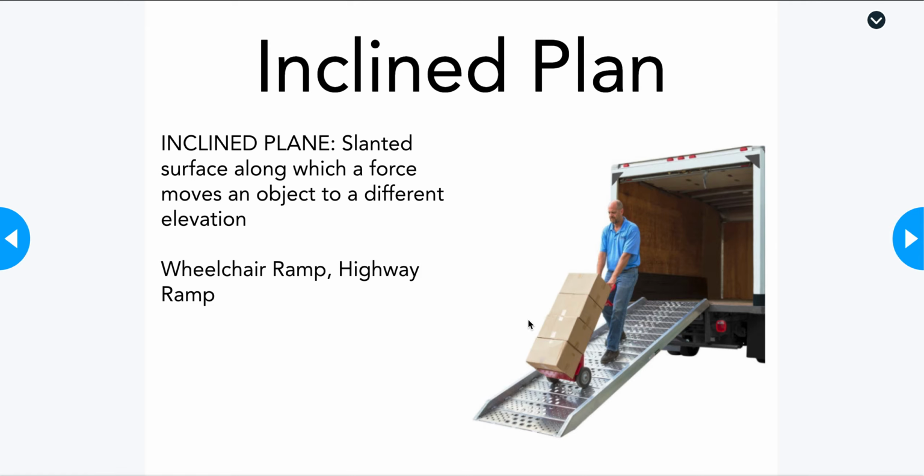An inclined plane is a slanted surface along which a force moves an object to a different elevation. So there are tons of examples of inclined planes. You have a wheelchair ramp or a highway ramp. In this example right here, I've got a truck ramp. And what you can see here is that with this simple machine, instead of this guy taking these boxes and lifting them up into or out of this truck, he is able to move a larger distance and move the boxes with less force. And so that is what an inclined plane does.